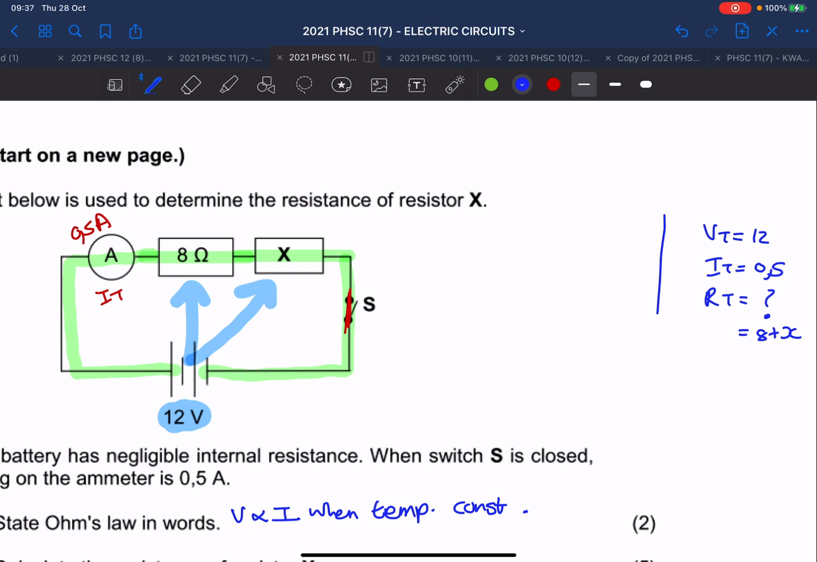Okay, so if I go to Ohm's law, R is V over I. We know R is 8 plus X. The volts is 12. The current is 0.5. So you have 8 plus X is equal to 24. Dividing by half is the same as multiplying by 2.